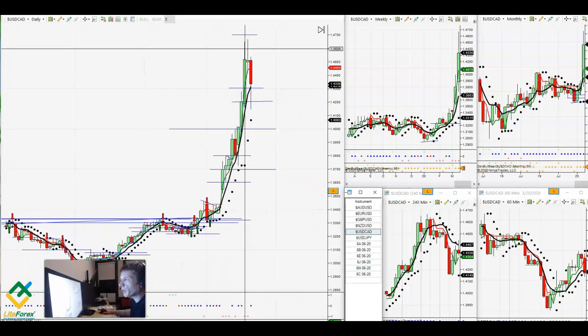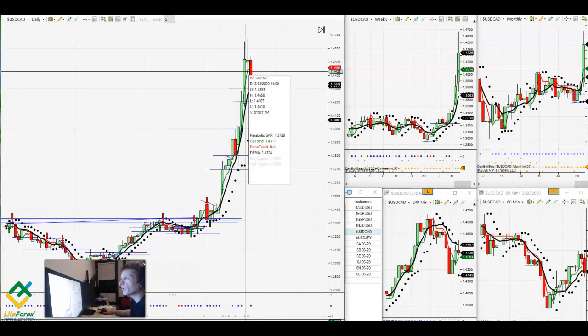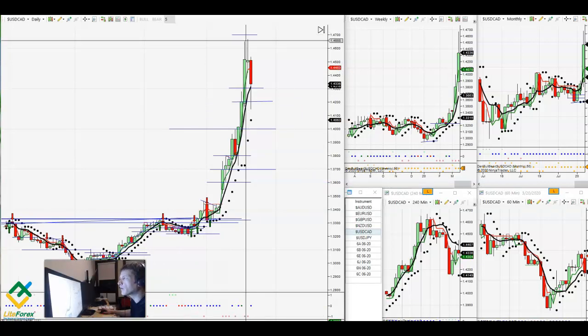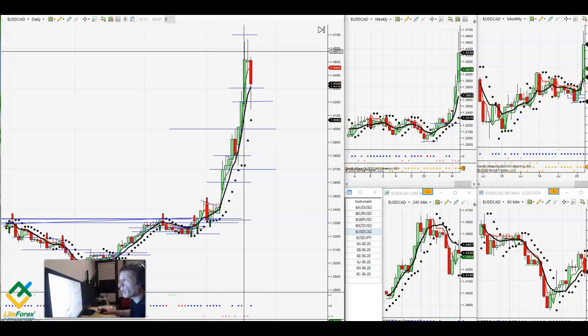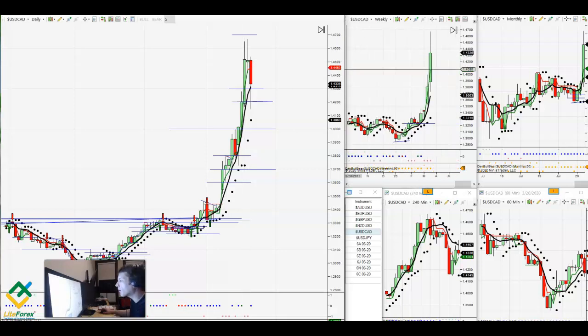Okay, USD Canadian dollar. All right, now I was expecting a pullback on this one because we hit resistance at 1.47. It's just been going straight up. You can see it did pull back on the 18th quite a bit, and it just looked like it was setting up to pull back.